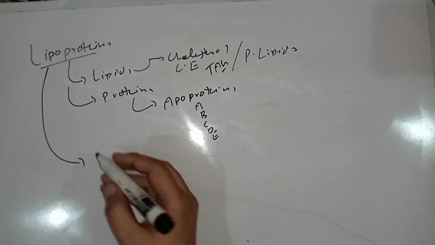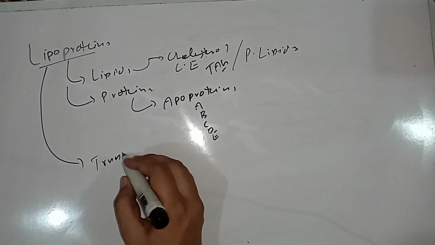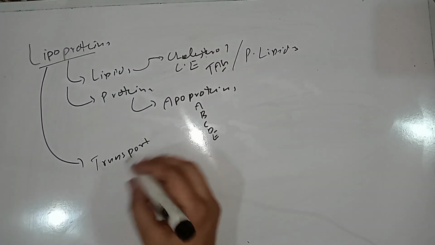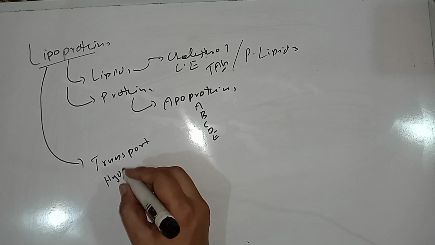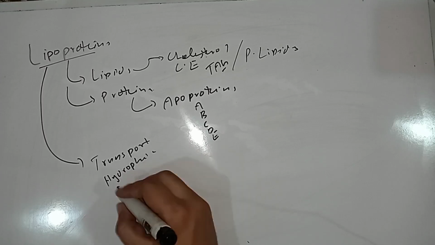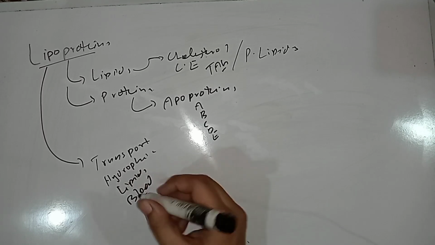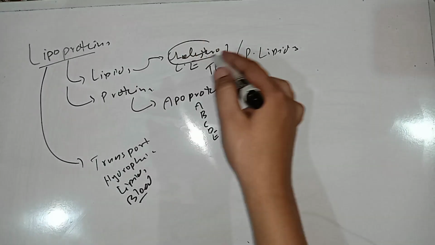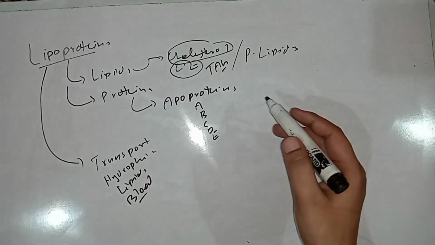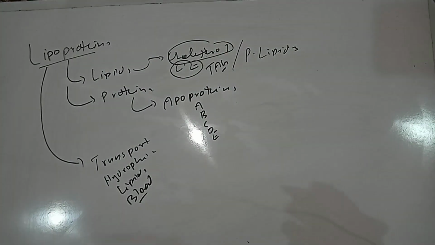So what is the function of lipoproteins? Lipoproteins basically transport the hydrophobic lipids in the blood. For example, cholesterol is a hydrophobic compound. Cholesterol esters are hydrophobic compounds. They cannot travel in the blood because they are not soluble in blood. So lipoprotein particles make them soluble in the blood.